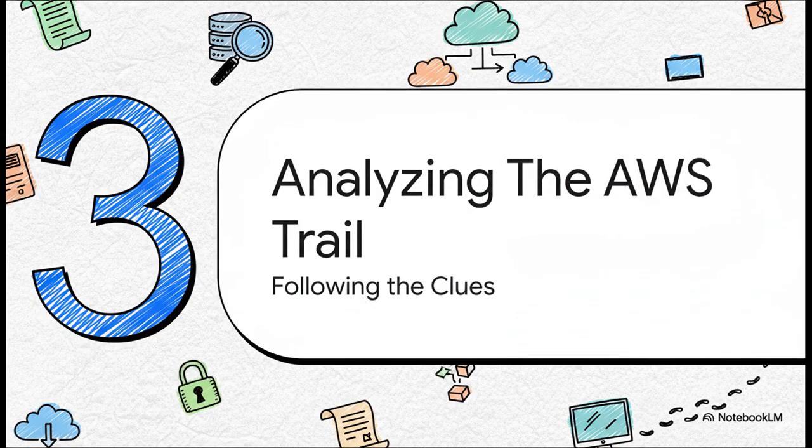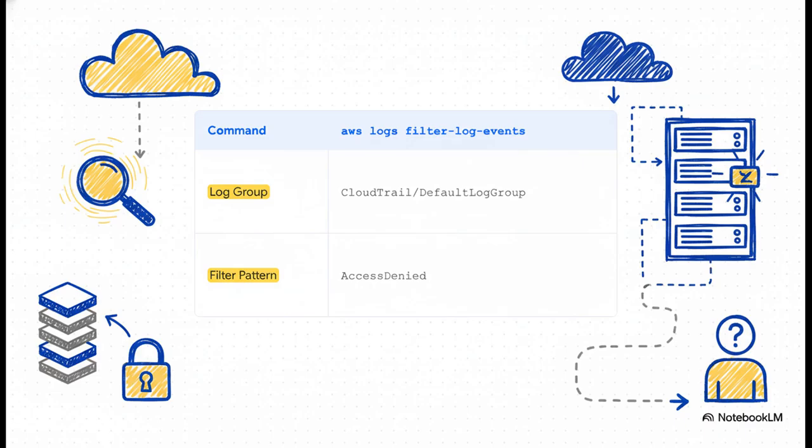All right, we've got the logs centralized. Now for the fun part. Let's start digging through them and find that attacker's trail. For a quick first pass, the AWS command line interface, the CLI, is going to be your best friend. Just look at this. A simple command like filter-log-events lets you scan all your CloudTrail logs for a keyword like AccessDenied. Boom. Instantly, you see every failed attempt to get into your stuff.